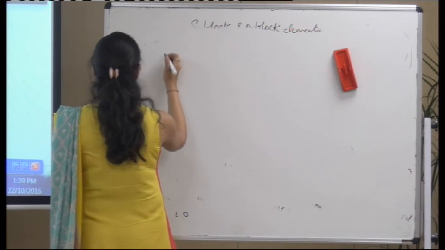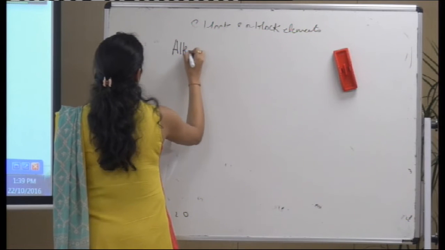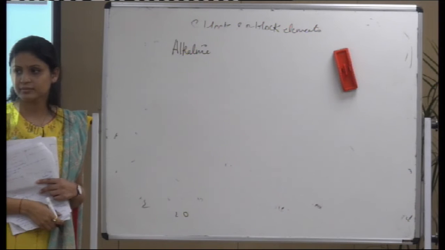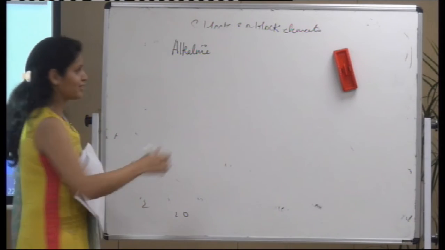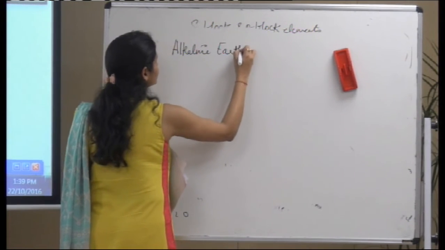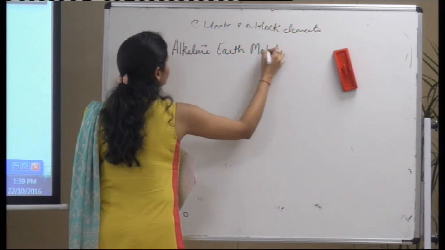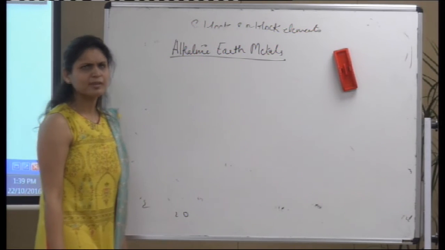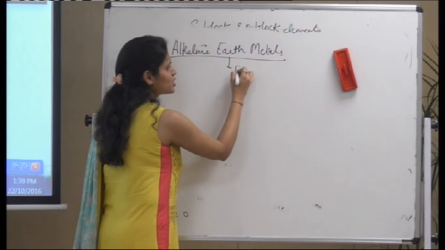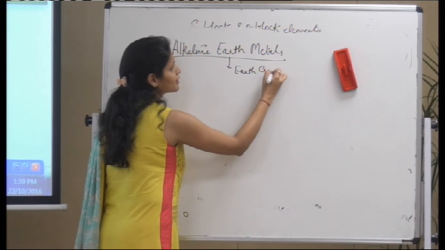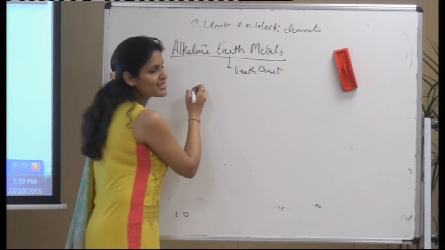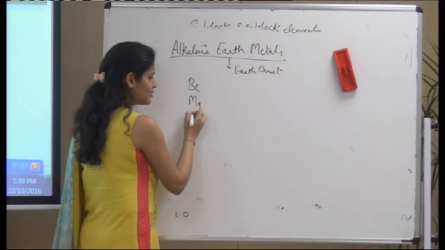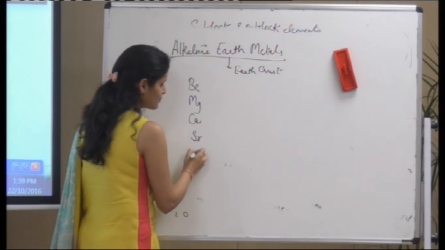Next we have alkaline earth metals. Any doubts till alkali metals? All clear? Okay. Alkaline earth metals. Why are they called alkaline earth metals? Because they are found in the earth's crust. A major amount is found in the earth's crust. Okay. What are the elements in the alkaline earth metals? Beryllium, then magnesium, then calcium, then strontium and barium.